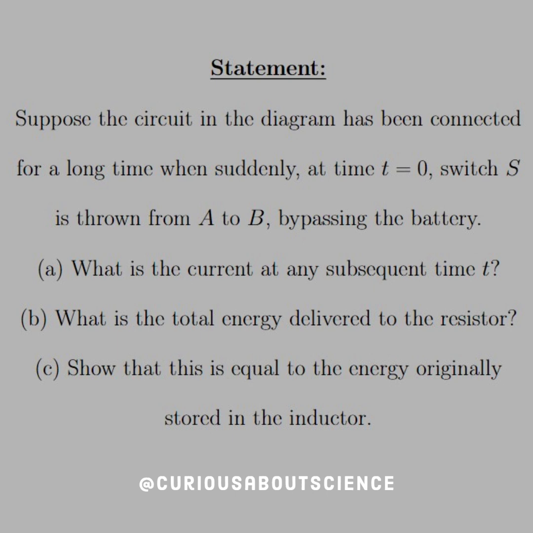A. What is the current at any subsequent time t? B. What is the total energy delivered to the resistor? C. Show that this is equal to the energy originally stored in the inductor. And we'll see that all these things need to work together. But let's go ahead and look at our diagram.